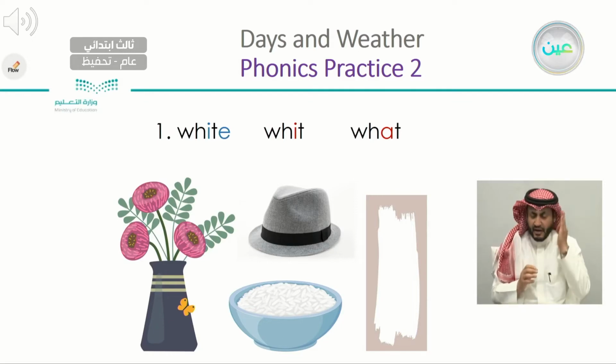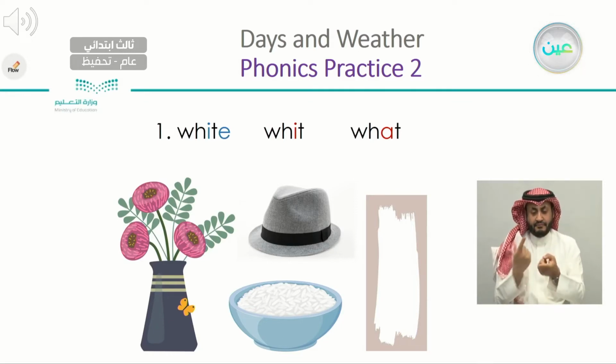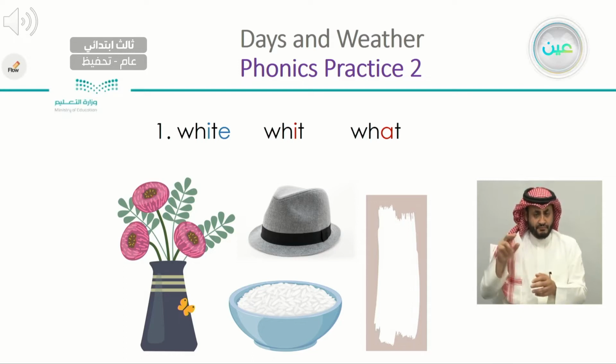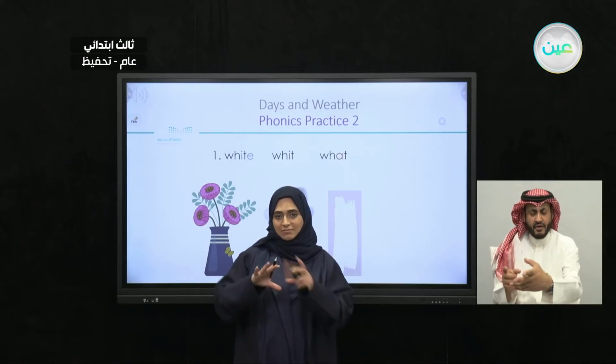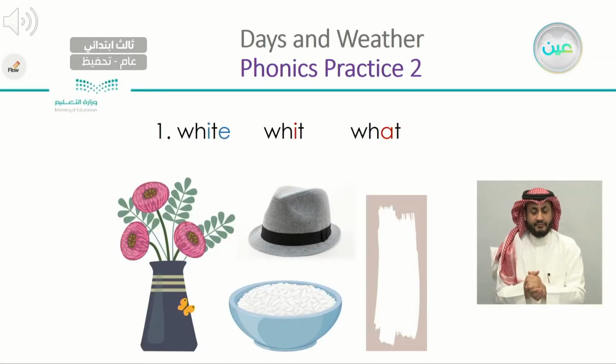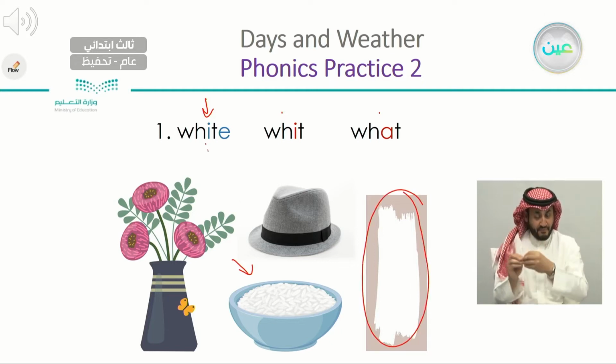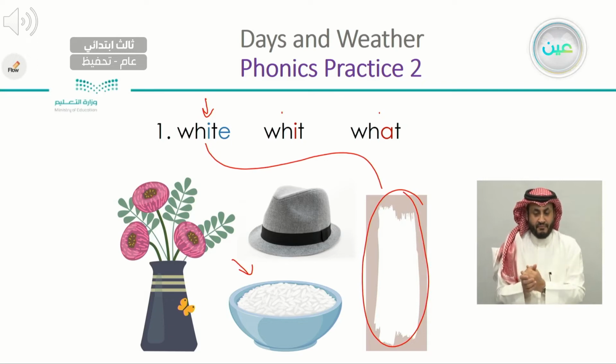Let's listen together. Number one, white. White. So number one is white. Let's look at the pictures. Can you find the color white? Let's look at the pictures together. Here we have, let's read the words. White, wit, and what. Here we have white rice. But over here we have the color white. So let's match white to the color white.